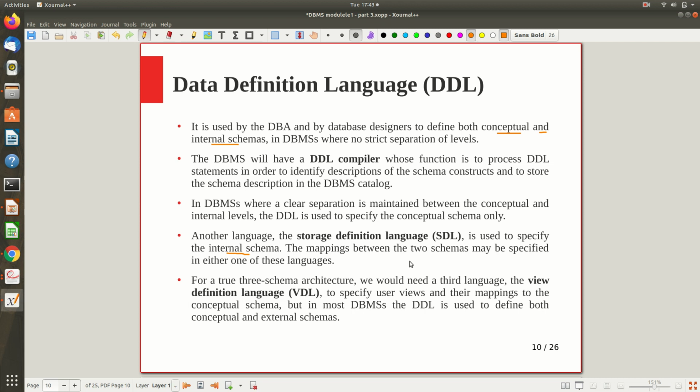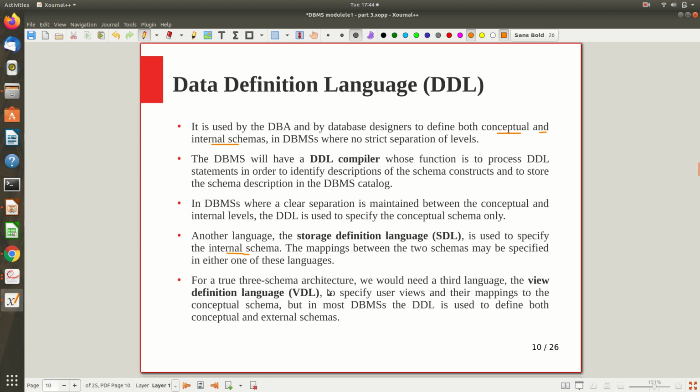Either the DDL will do the mapping from DDL to SDL commands, or the SDL can do the mapping from DDL to SDL also. Whatever it is, we can do that. Right now, looking at the three schema architecture that we discussed in the previous video, we saw that there are three schemas, right? The internal schema, the conceptual schema, and the view or external schema. For defining the internal schema we have a storage definition language, and for the conceptual schema we have the DDL, the data definition language. Now what about the external schema?